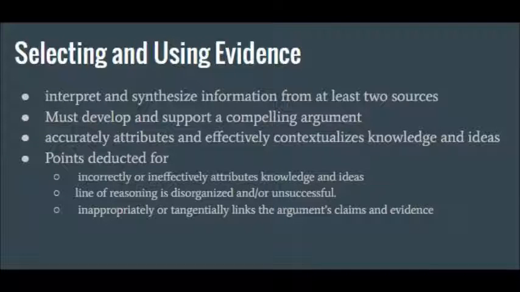Selecting and using evidence interprets and synthesizes information from at least 2 sources, must develop and support a compelling argument, and accurately attributes and effectively contextualizes knowledge and ideas. Points are deducted for incorrectly or ineffectively attributing knowledge and ideas, a line of reasoning that is disorganized or unsuccessful, or inappropriately or tangentially linking arguments and claims. A big part of this section is attributing and citing all of the sources and information with accuracy and having no mechanical errors in attribution, along with a complete and consistent bibliography.